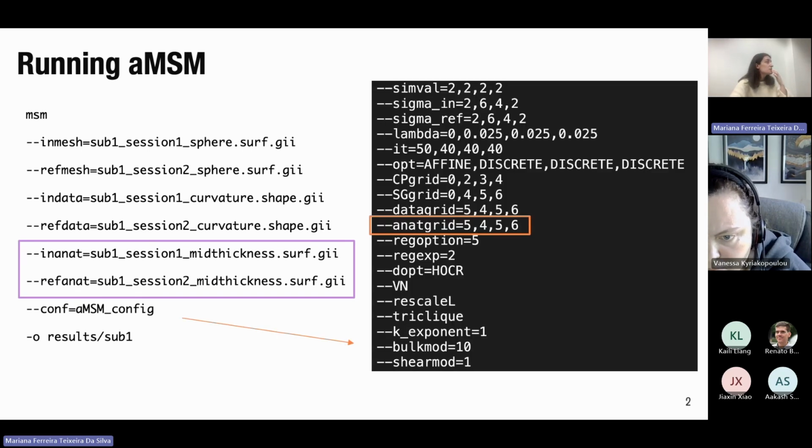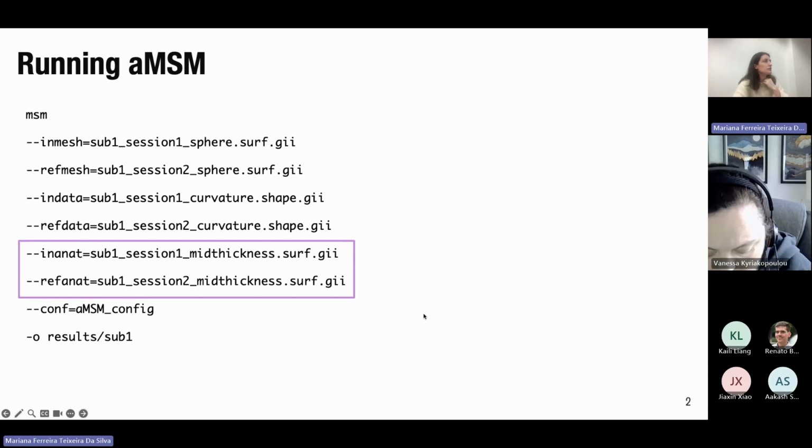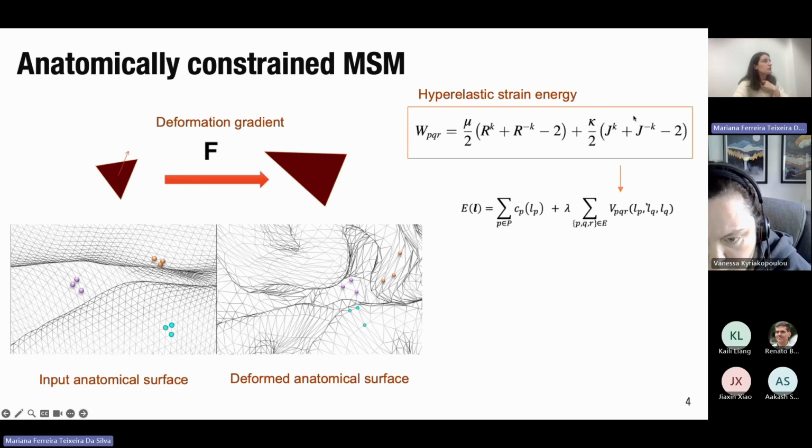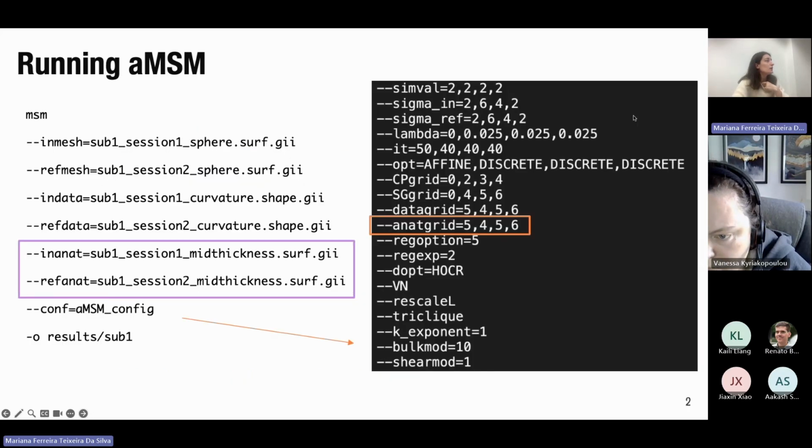And in terms of the configs, Emma also already talked a bit about the config file for MSM in general, including MSM strain. In terms of anatomical MSM, the main difference here is going to be the grid size for the anatomical surface, which is often just left the same as the data grid, but that's something you can change. And then obviously this reg option here is to specify that we want MSM 5, like Emma also had talked about. And then the bulk modulus and shear models are going to be what is used in the strain energy.